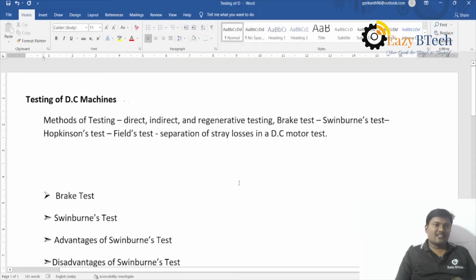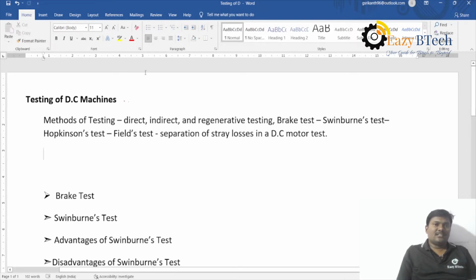Next concept is testing of DC machines. A company manufacturing and designing machines releases them to the market only after testing. Why are we going for testing? What is the necessity?